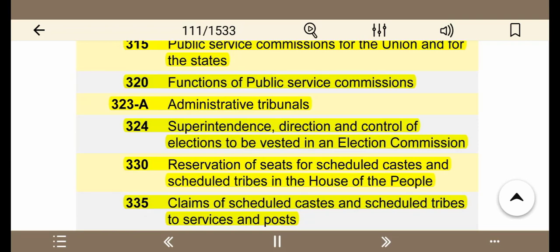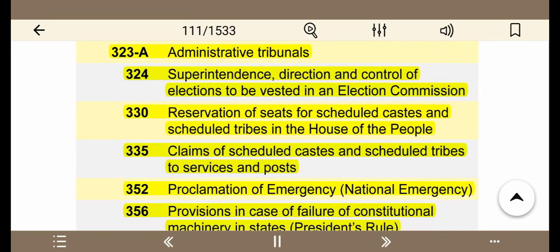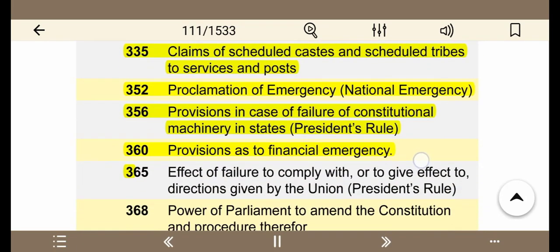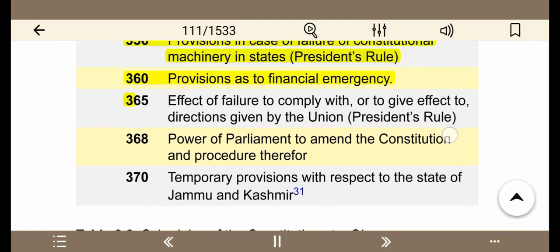323, Administrative Tribunals. 324, Superintendence, direction and control of elections to be vested in an Election Commission. 330, Reservation of seats for scheduled castes and scheduled tribes in the House of the People. 335, Claims of scheduled castes and scheduled tribes to services and posts. 352, Proclamation of Emergency, National Emergency. 356, Provisions in case of failure of constitutional machinery in states, President's Rule. 360, Provisions as to financial emergency.